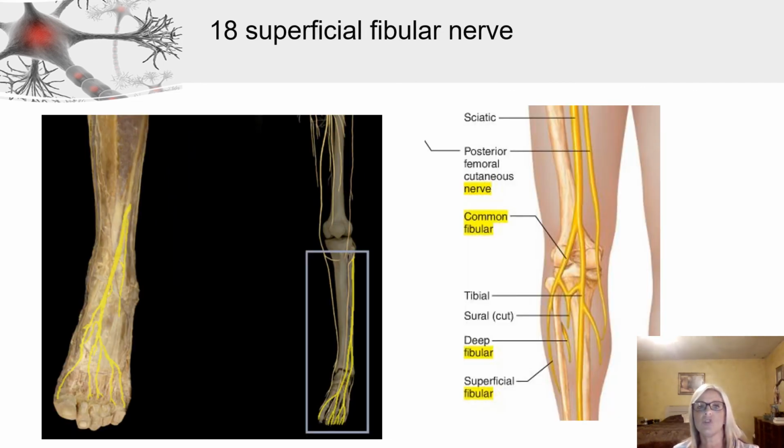Lastly, we have the superficial fibular nerve. Superficial lets you know it's not going to be deep, it's going to be near the surface, near the skin. It comes from roots L4 to S1. This is sometimes called the superficial peroneal nerve, and it is going to innervate the lateral compartment on the side of the leg. And you can see that is where it's situated here on the side.